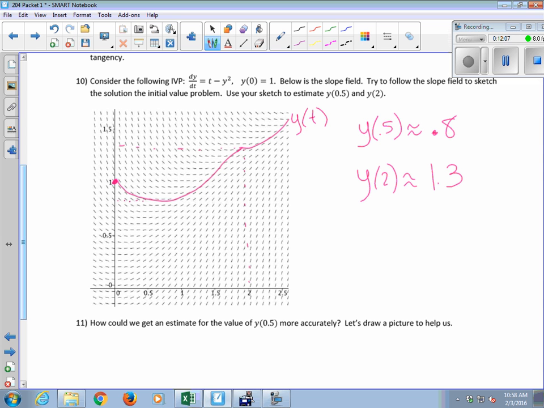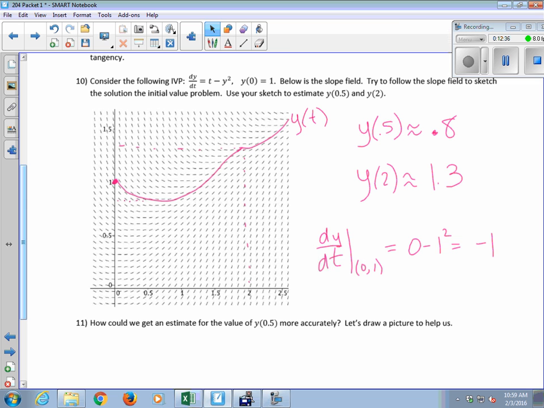So I'm going to draw a picture. I know the slope of my tangent line at (0, 1), or I can calculate it, right? I know that dy/dt, the slope of the tangent line, evaluated at the point (0, 1), which is my initial condition, is going to be 0 minus 1 squared, just plugging into the differential equation, and I get negative 1. So I'm going to draw my tangent line with a slope of negative 1 here. A big tangent line. We might not use the whole thing, but a big tangent line.